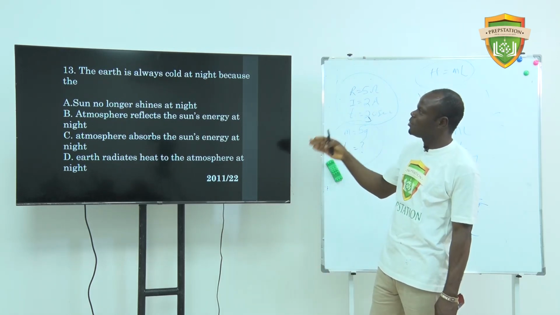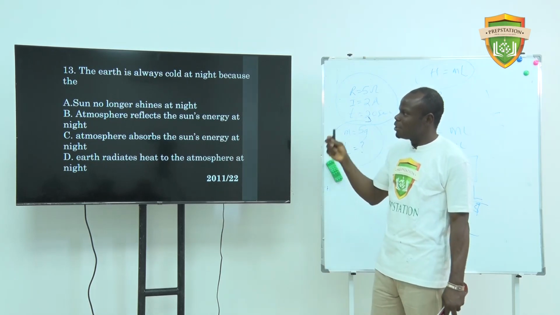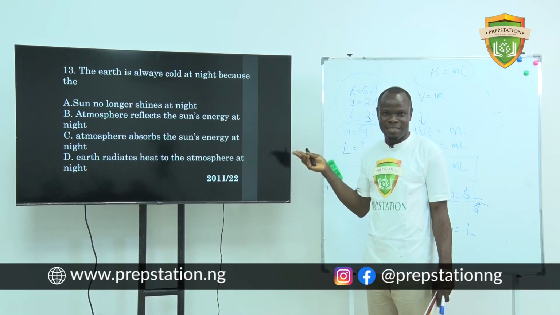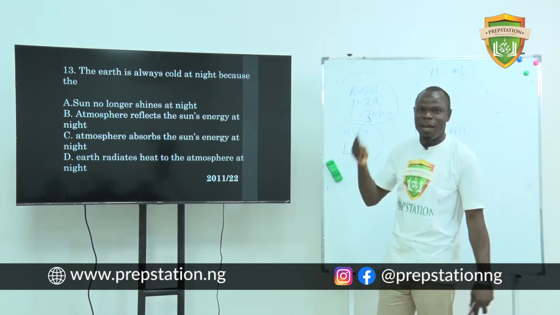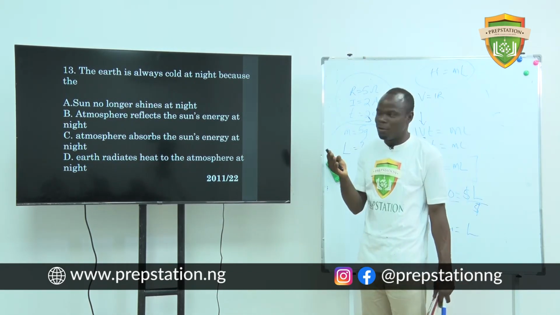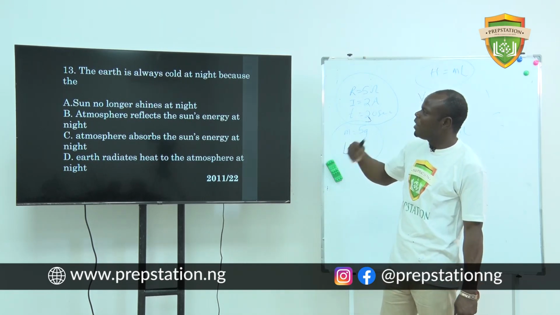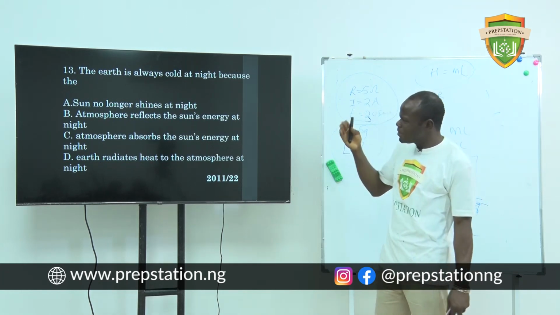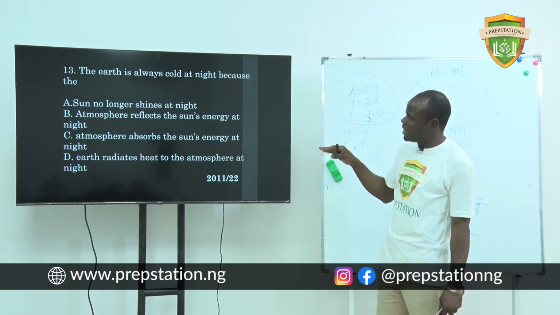Why is it that the earth is always cold at night? Option A says, sun no longer shines at night. Everybody will jump at this, especially once you are not physics students. Because, oh, there is no sun, definitely everywhere will become very cold. That's not true. Something else is happening beyond the sun. Option B: atmosphere reflects the sun's energy at night. Being a physics student, that sounds better, but we'll come back to interrogate that if possible later.